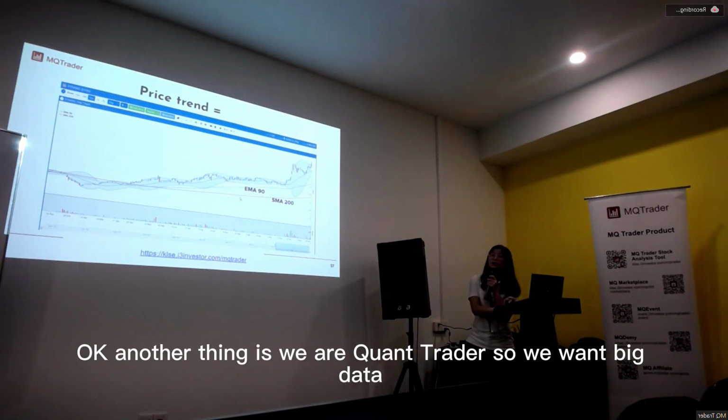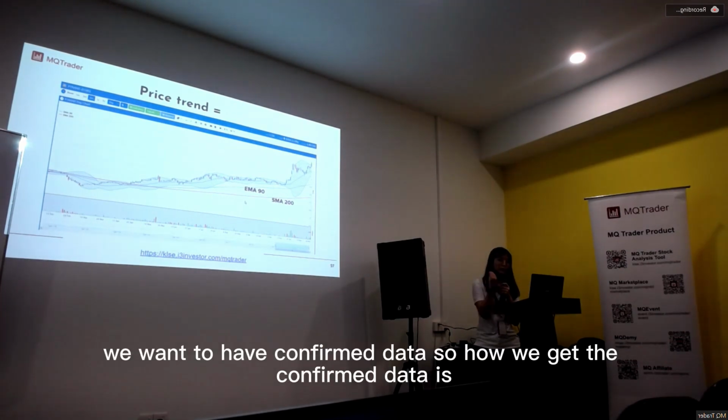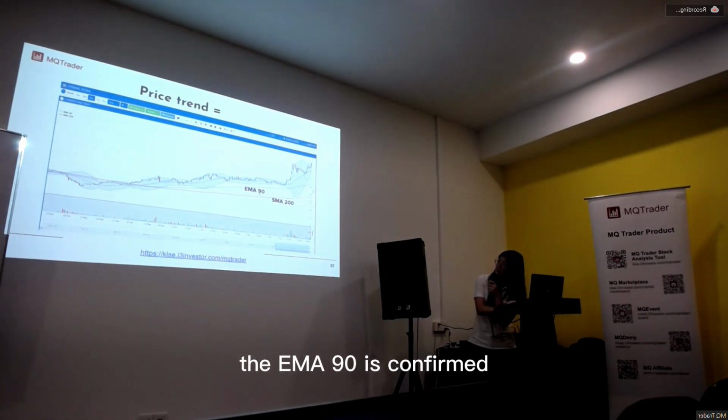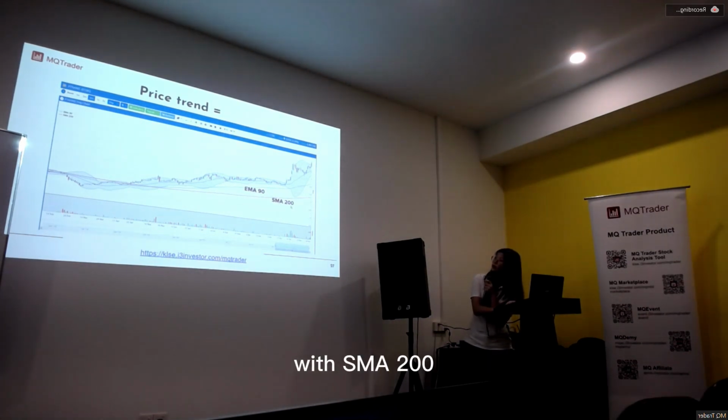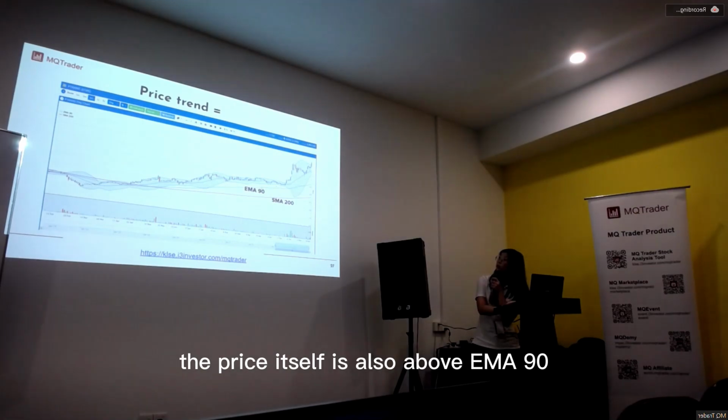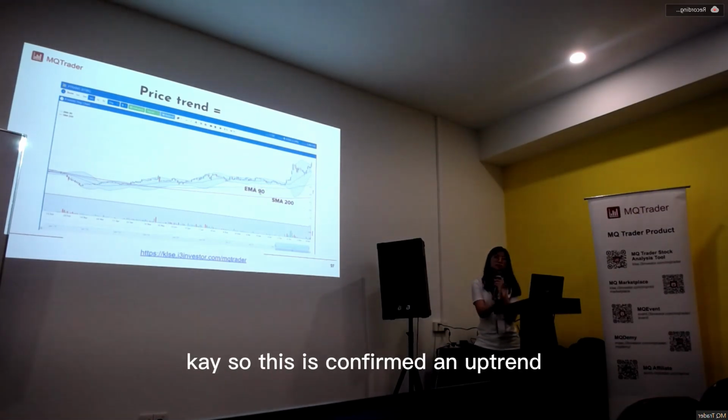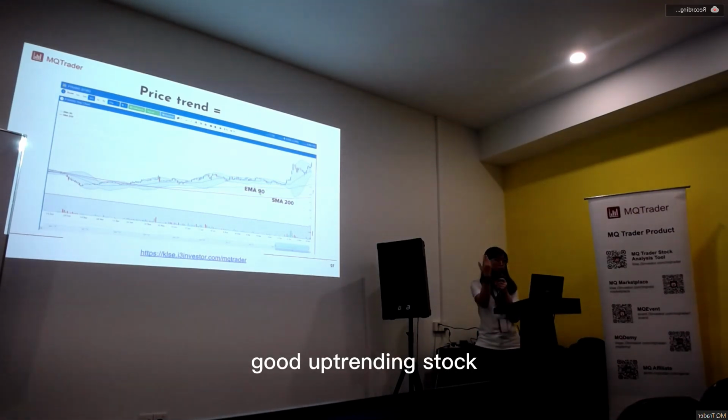Okay, another thing is we are quant traders, so we want big data as well. We want to have confirmed data. So how we get the confirmed data is the EMA 90 is above SMA 200. The price itself is also above EMA 90. Okay, so this is confirmed a good trend, good uptrending stock.